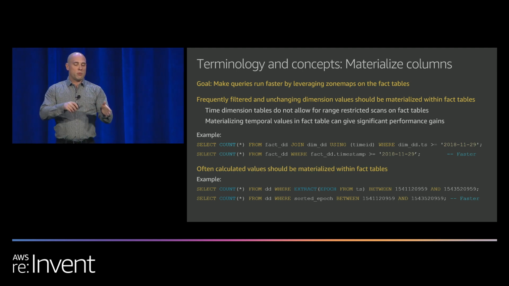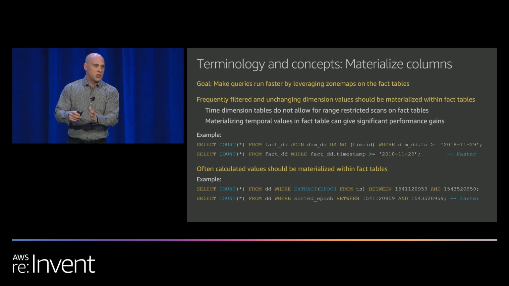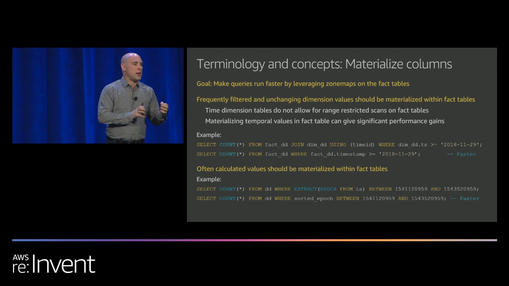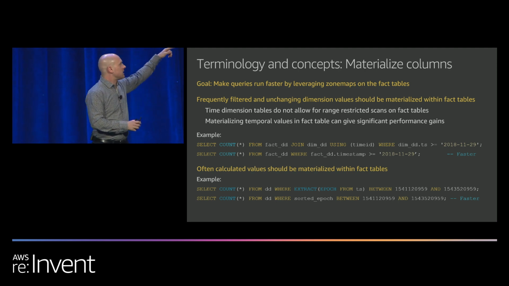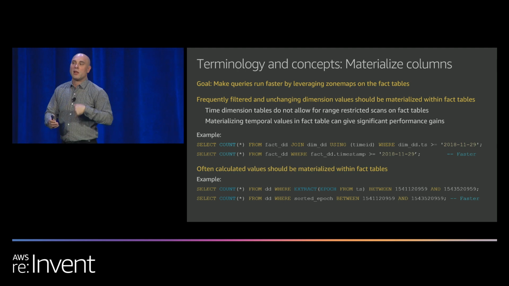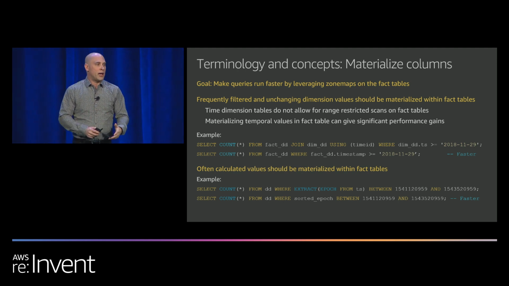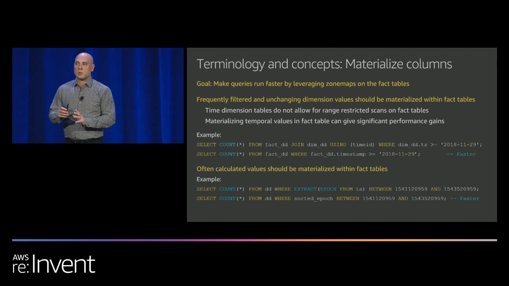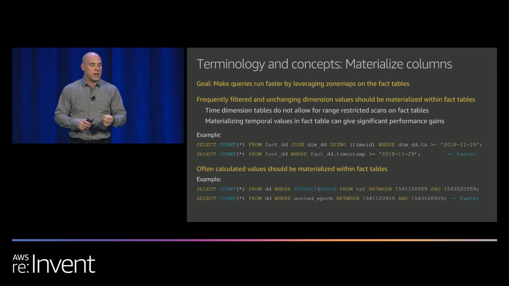What's happening is I'm running the filter on that dimension table, and then I'm taking the values and probably doing a hash join back to my fact table. And I'm not able to leverage the zone maps as effectively. In that second query, what I've done is I've taken my dimension table and materialized the values into my fact table, and now Redshift's able to fully leverage the zone maps and reduce I/O.